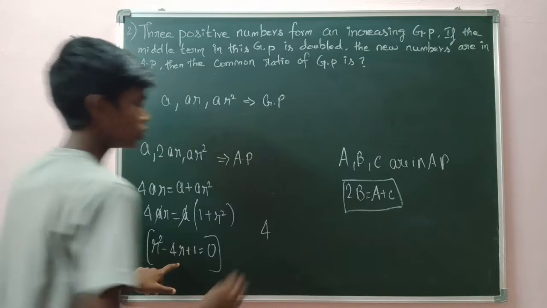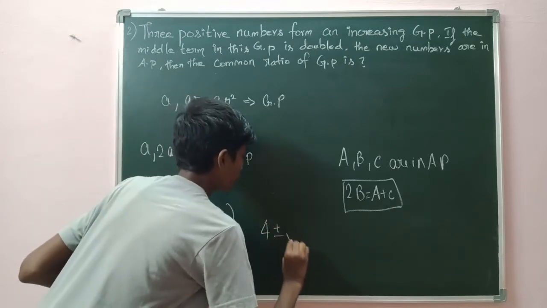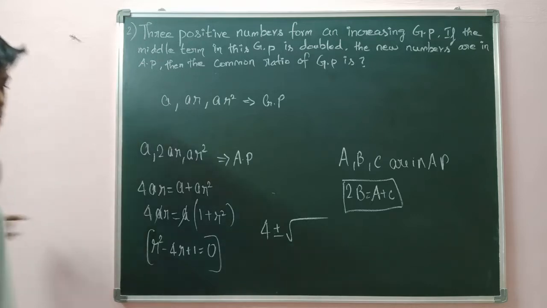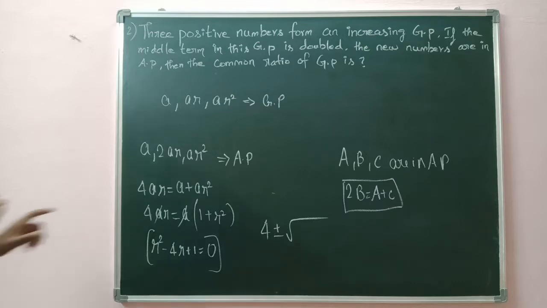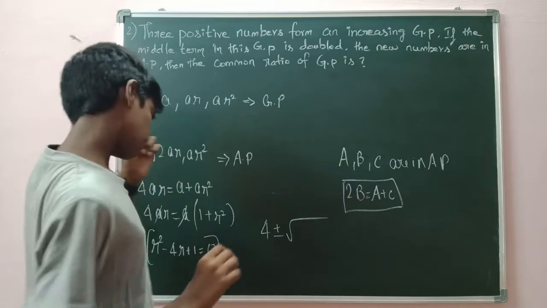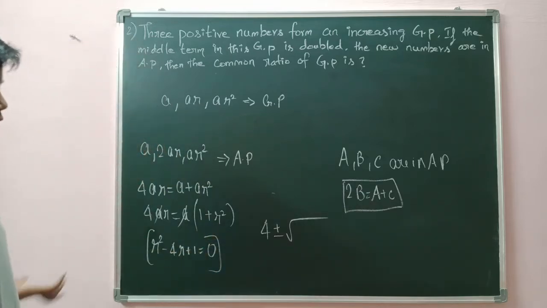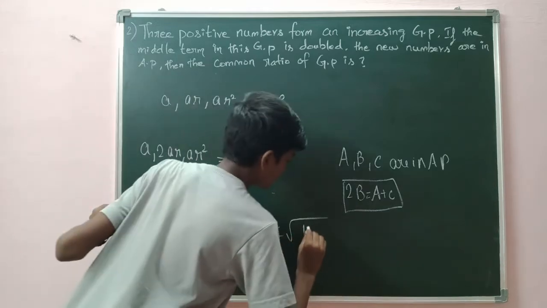Minus of minus 4 is 4, then plus or minus root of b square minus 4ac. What is b square? 16. Your b square is 16. Minus 4ac will be minus of 4 into 1 into 1. So 4 into 1 into 1 is 4 only. So 16 minus 4 is 12.